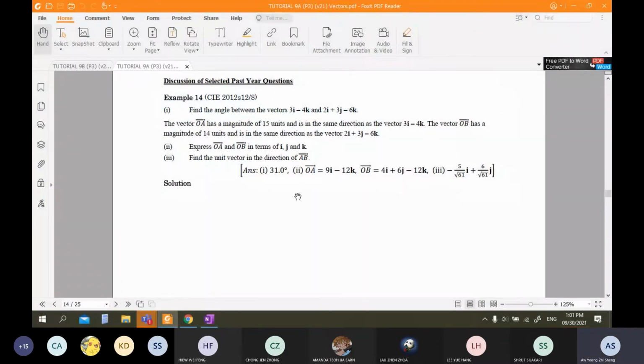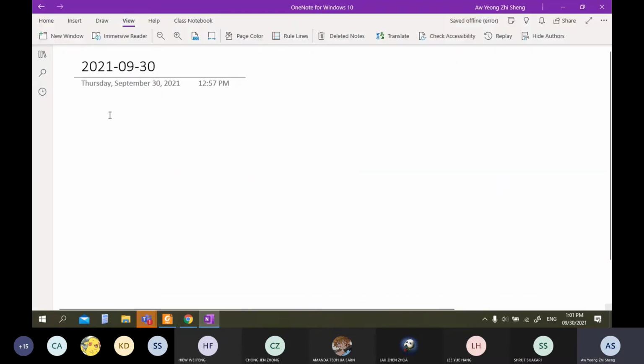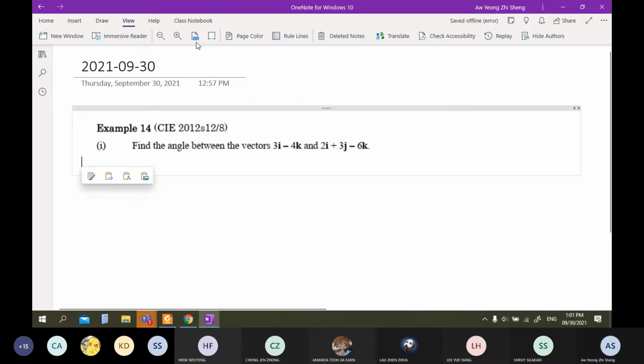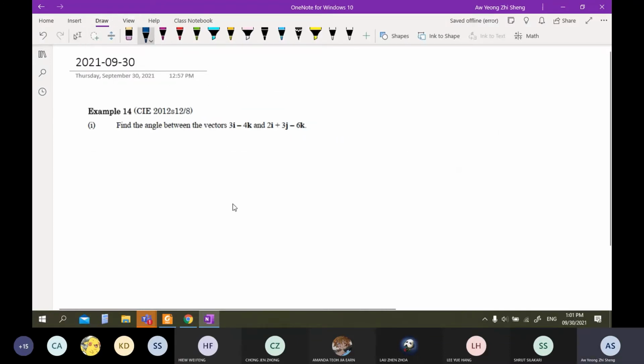Okay, so let's start with example 14. We start with part 1. Find the angle between two given vectors. This one should be easy. Okay, so angle between two given vectors. Since the vectors are already given, you don't have to identify what is a vector to use. You just use these two vectors. If your answer happens to be obtuse, you just leave it as an obtuse angle. There's nothing wrong to have an obtuse angle between two vectors.